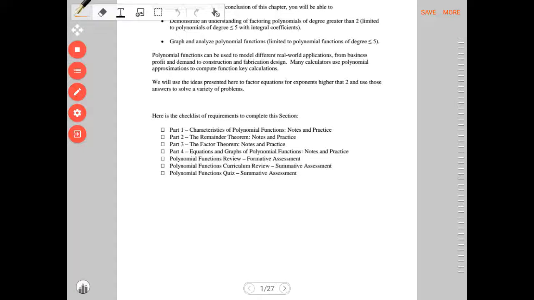The checklist for this chapter: you've already done the pre-assessment for Section 2, so we don't have to worry about that again. There are 4 parts to this: characteristics of polynomials, the remainder theorem, the factor theorem, and then equations and graphs of polynomial functions. When you're done the 4 videos and the practice for them, then you have a polynomial functions review, which is a formative assessment, not for marks. Then you have a polynomial functions curriculum review, which is a summative assessment, so it is for marks, and then you'll have a chapter quiz again. So let's get started.